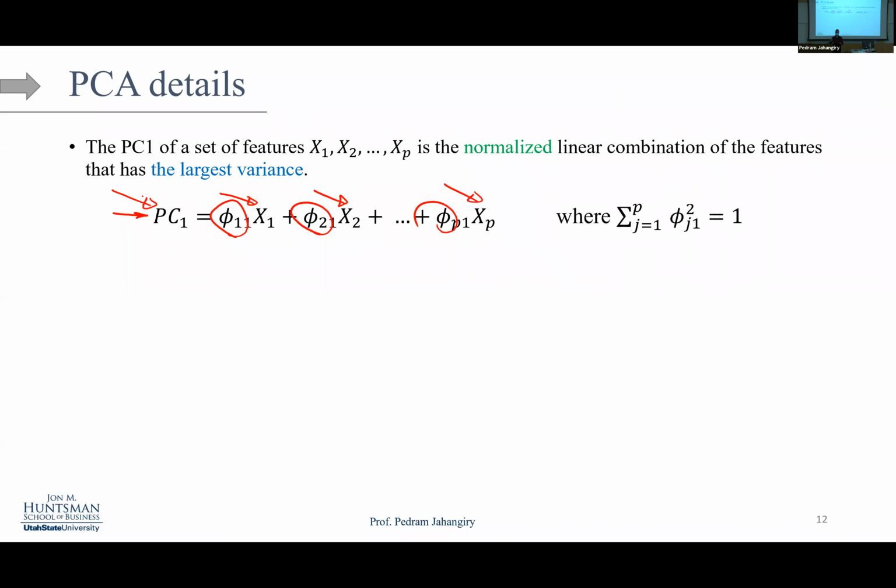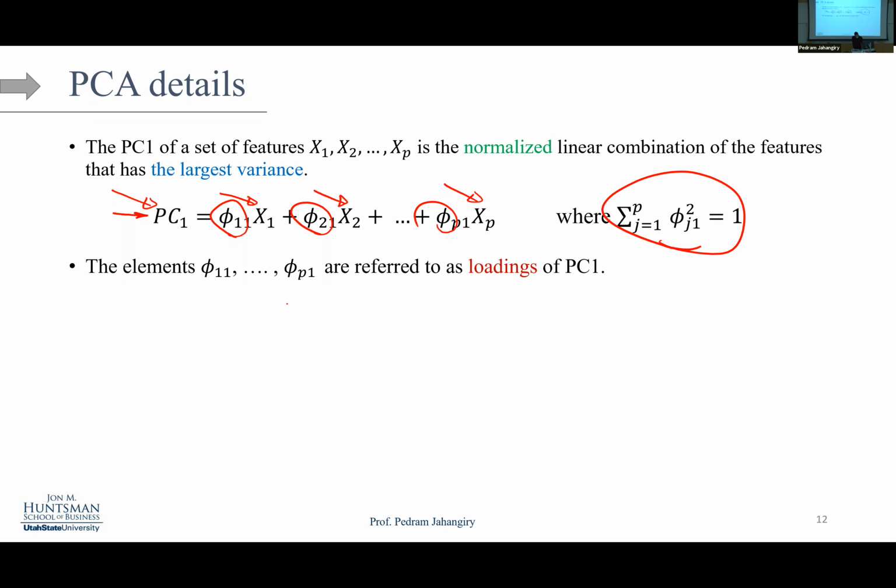I need to make sure that these phi, not theta, sorry, these phi's are normalized, and then I call them loadings, loading factors. So these are the loadings of the principal components. The loadings are normalized like this. The sum of square of the loadings should be equal to what? This is just a normalization. Just divide them by the sum of square of the phi squared, you get this number. The elements phi 1,1 through p1 are called loadings. So each principal component is a linear combination of all the features with some loadings, right?